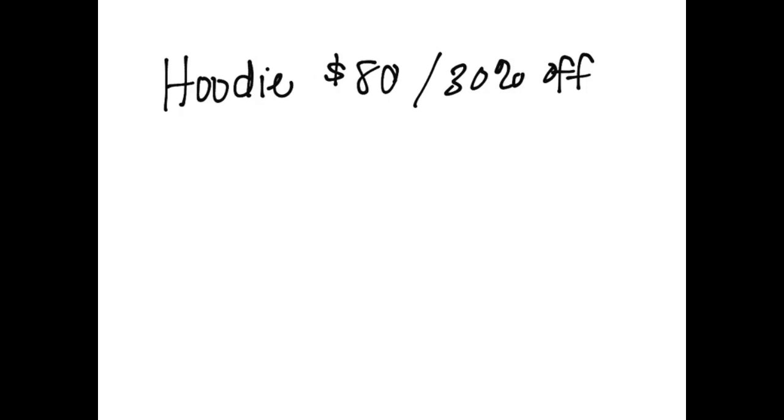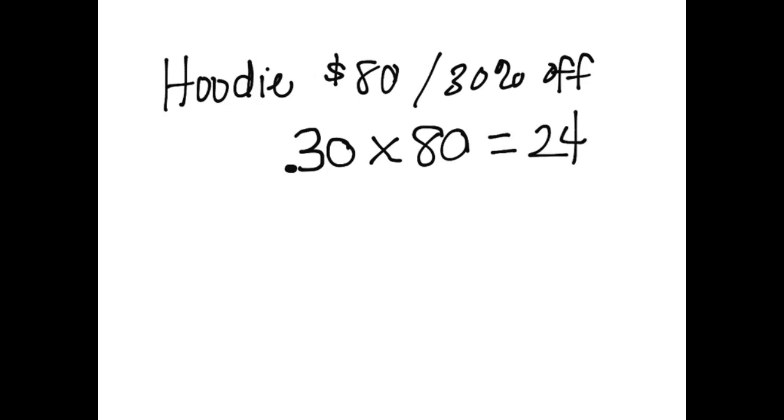Okay, well, first things first. So remember, we have to change the percentage into a decimal. So we'll rewrite the percent and we'll put 30. And remember, we're going to throw a decimal right in front of it. So that's going to be times 80. So when you multiply 0.30 times 80, that's going to give you 24. Okay? So you actually save $24.